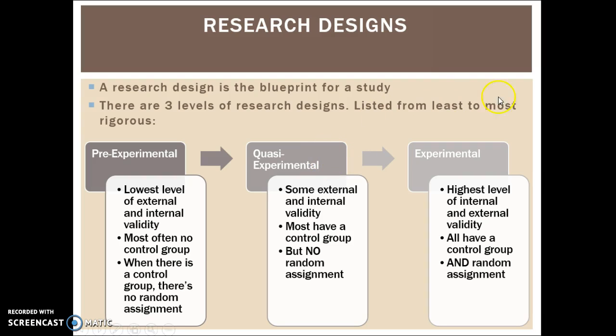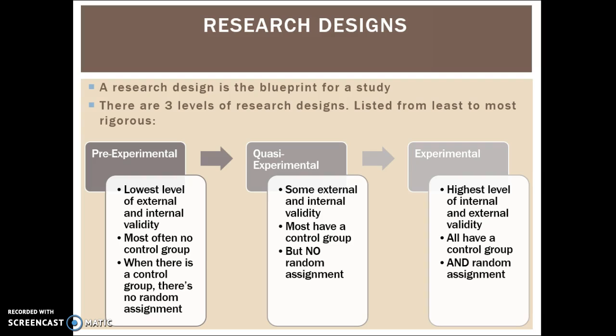And then the most rigorous types of research designs are experimental research designs. Experimental research designs have the highest level of internal and external validity. They are the most rigorous. All of them have a control group, and there is always random assignment. So in order for a research design to be considered experimental, you have to have a control group and you have to have random assignment. Those are the two basic requirements for it to be an experimental research design.